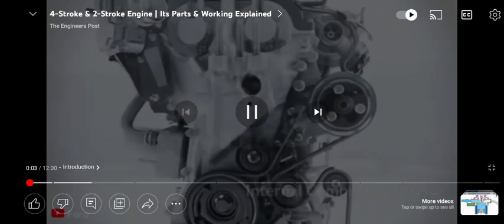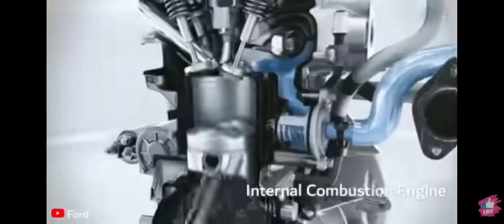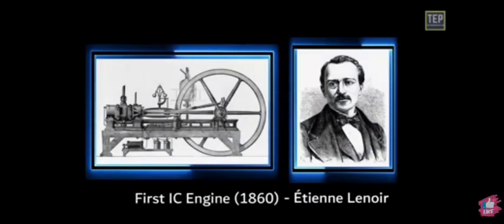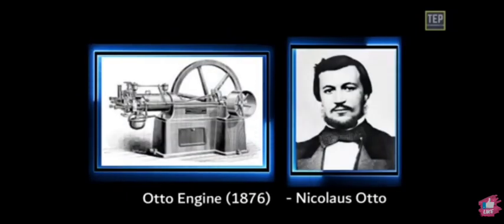IC is the acronym for an internal combustion engine, in which ignition and combustion of fuel take place inside the engine. It works on the principle that the charge is ignited inside a combustion chamber under very high pressure. The first commercially successful IC engine was created by Etienne Lenoir around 1860, and the first modern IC engine, known as the Otto engine, was created in 1876 by Nicolas Otto.